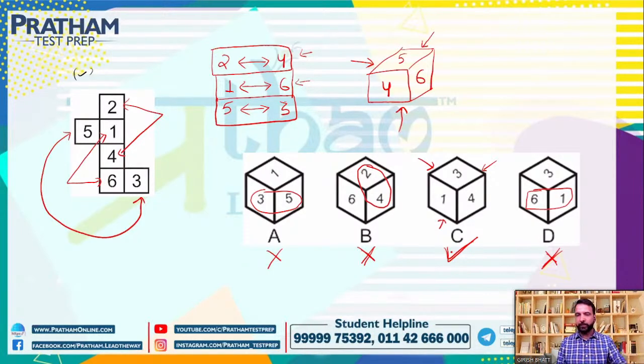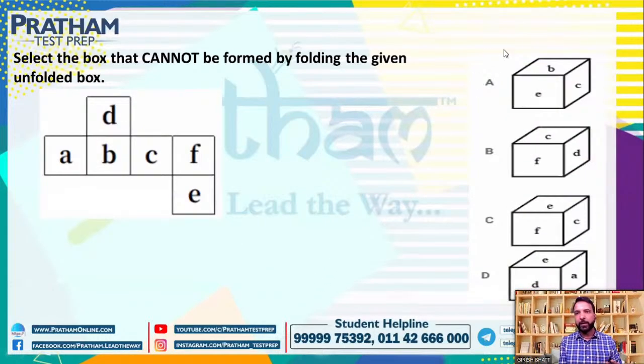Ayush, got the point? Why are A, B, D eliminated and why is C correct? Because in case of open dice, this is the important point: opposite faces can never be adjacent. Taking one more example.